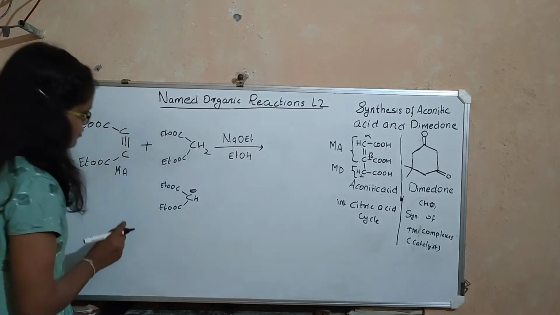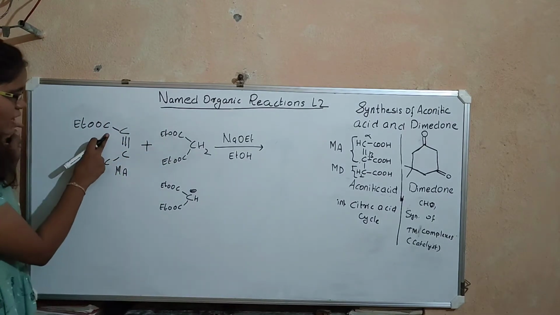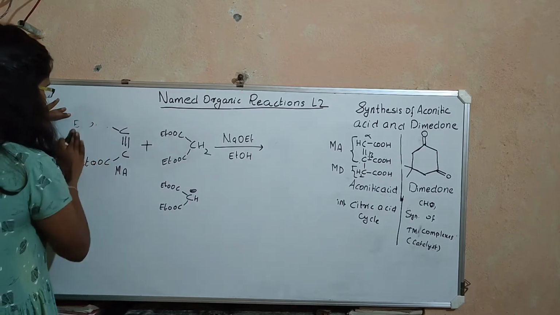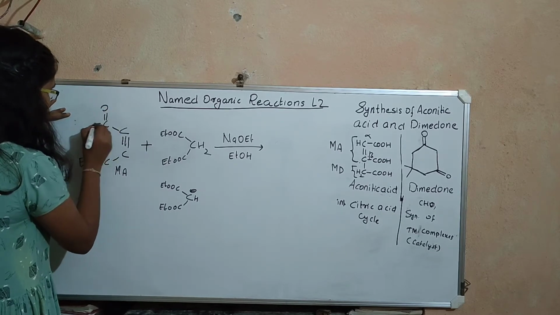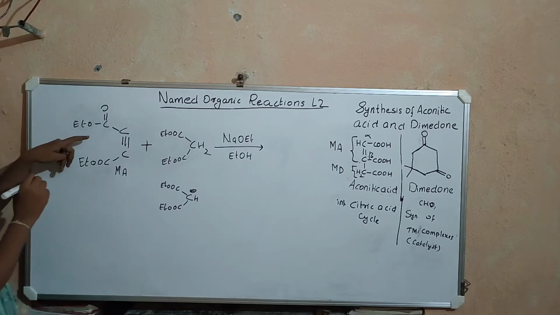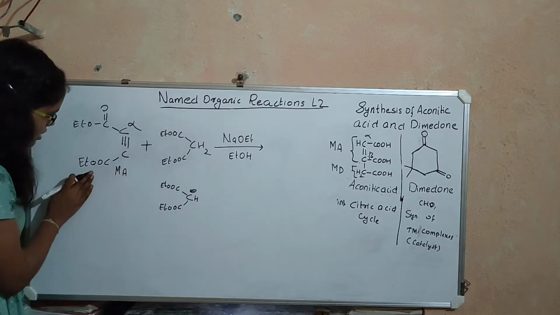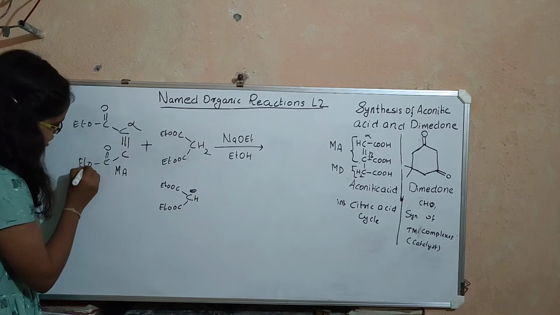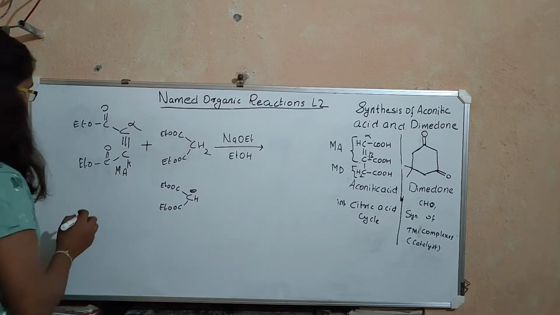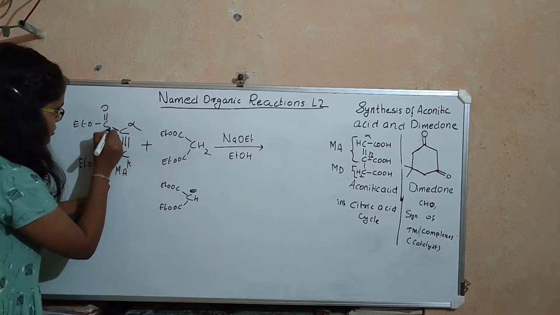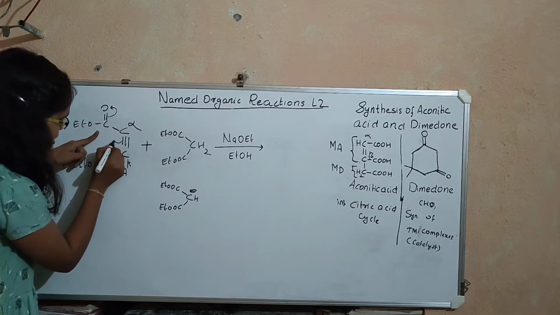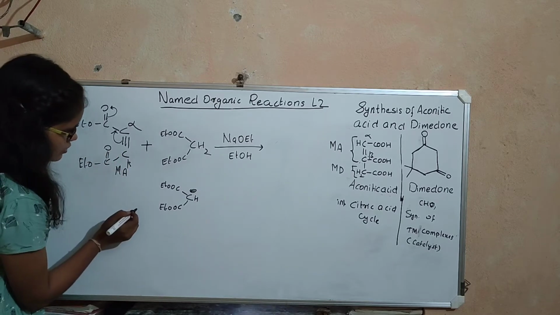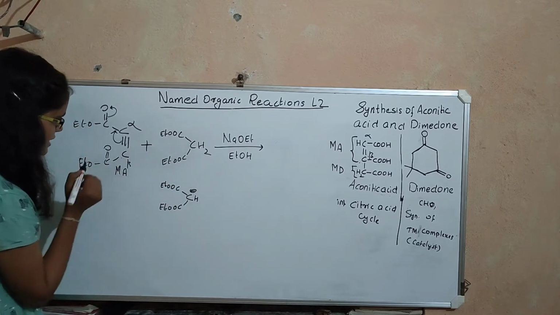COOEt. Now any of these carbons can act as alpha carbon. So let me expand this. Okay. So it is C double bond O, OEt. This is alpha and this one is C double bond O, OEt. Let this be beta. So what happens? This carbanion, this bond shifts here, this will shift here. Now this becomes a nucleophilic center. Okay. Therefore, this nucleophile goes and attacks on this carbon.